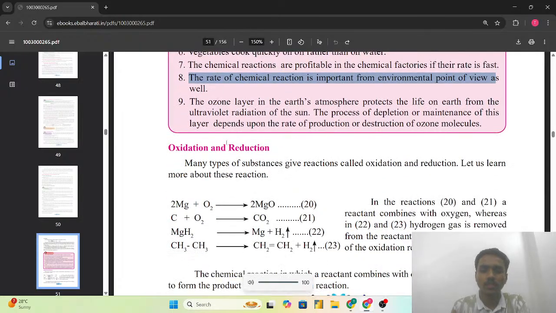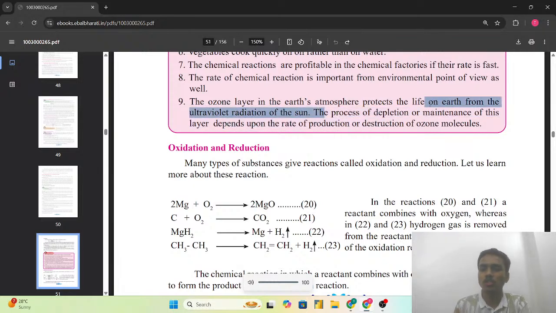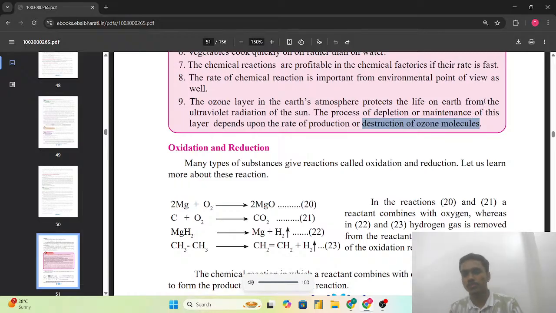The ozone layer in the Earth's atmosphere protects life on the Earth from the ultraviolet radiation of the sun. The process of the depletion or the maintenance of this layer depends upon the rate of production or disruption of ozone molecules.